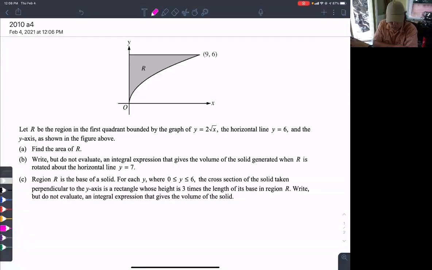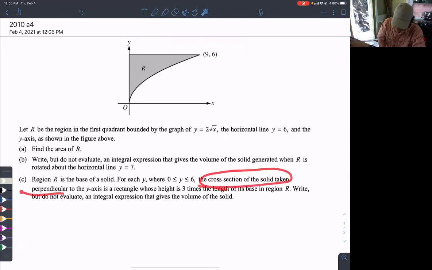This is the 2010 Form A, number 4. We're doing part C. On this, it's a no calculator question. And they tell us the intersection point, which is nice of them. And so we want to find cross sections that are perpendicular to the y-axis, and they're rectangles with heights 3 times the length of its base.